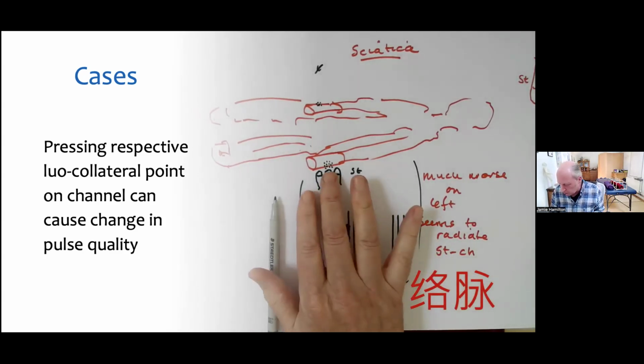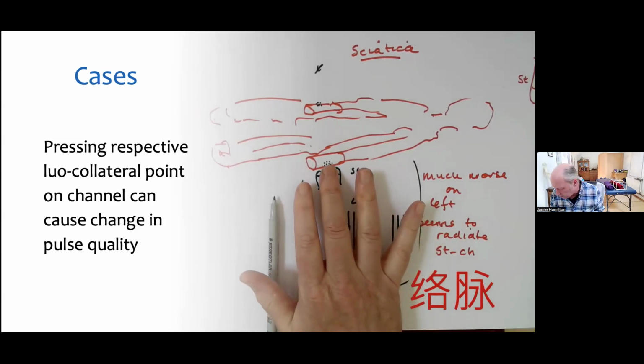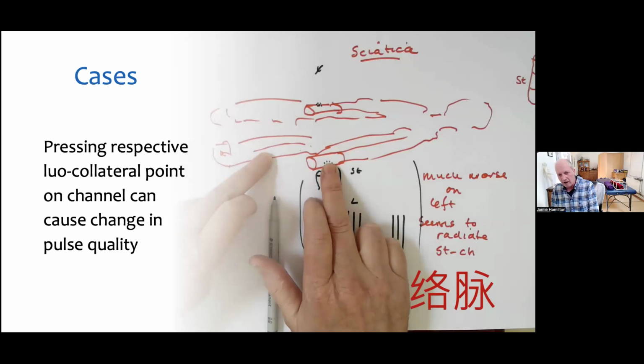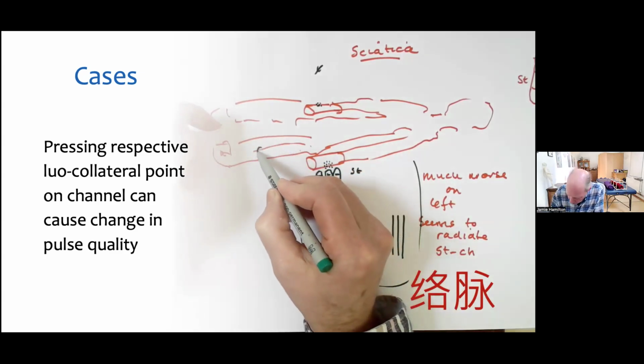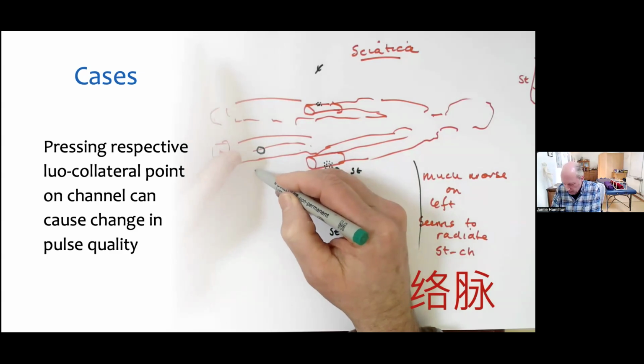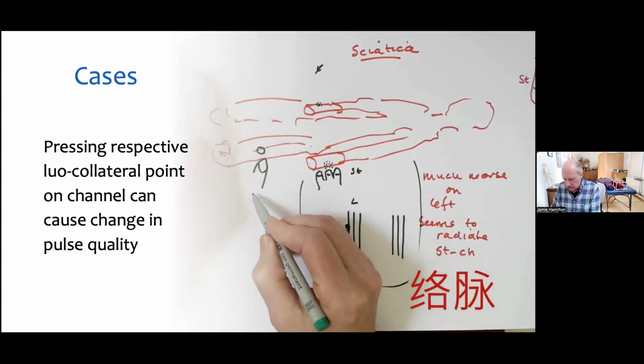What you can do is put your right finger on that left-sided stomach channel Luo manifestation on the pulse, and then with your other hand, you can start touching the stomach channel and find stomach 40, and you could press it, let's say with your thumb of the left hand, at the same time.